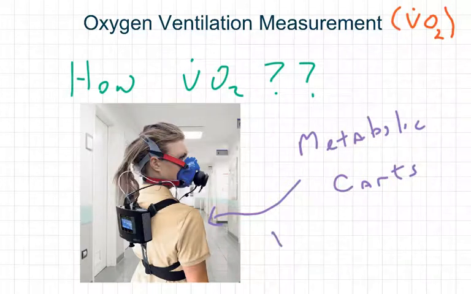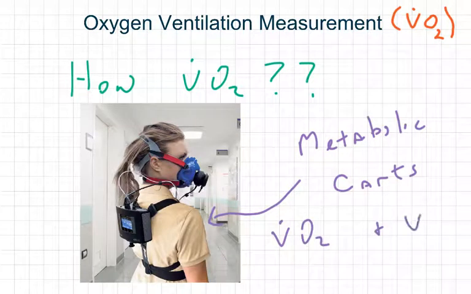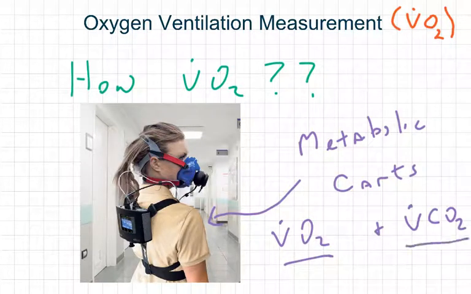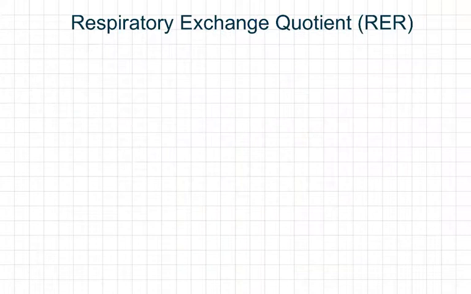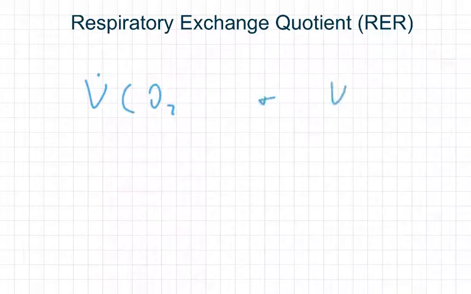They give VO2 and VCO2. And this means we get the flow of oxygen inhaled and the flow of carbon dioxide exhaled per breath. This is important because this helps us calculate the respiratory exchange ratio, or RER. With these measurements of carbon dioxide and oxygen, we can calculate RER.